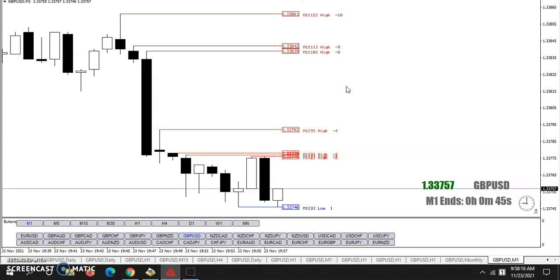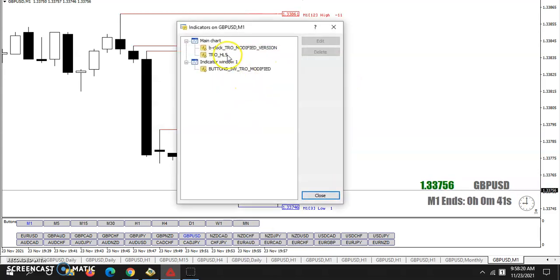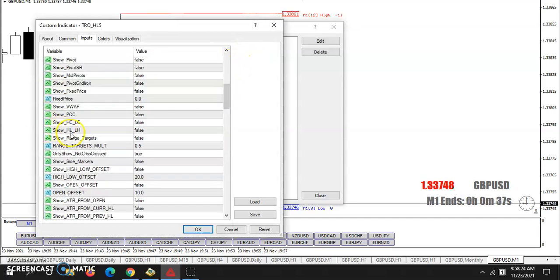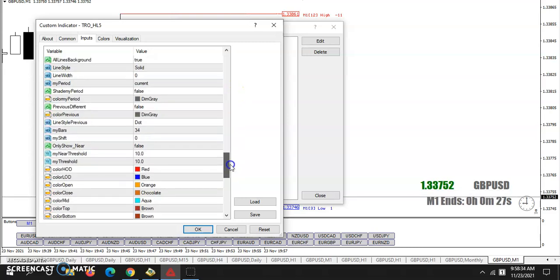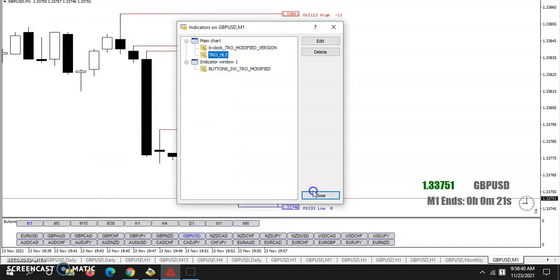Now, the other one that you can use to do something similar is if you turn on the higher low, lower high bars and the higher close, lower close bars or lines. And remember, we're doing this for 34 periods. And so, I'm going to do it without shading.